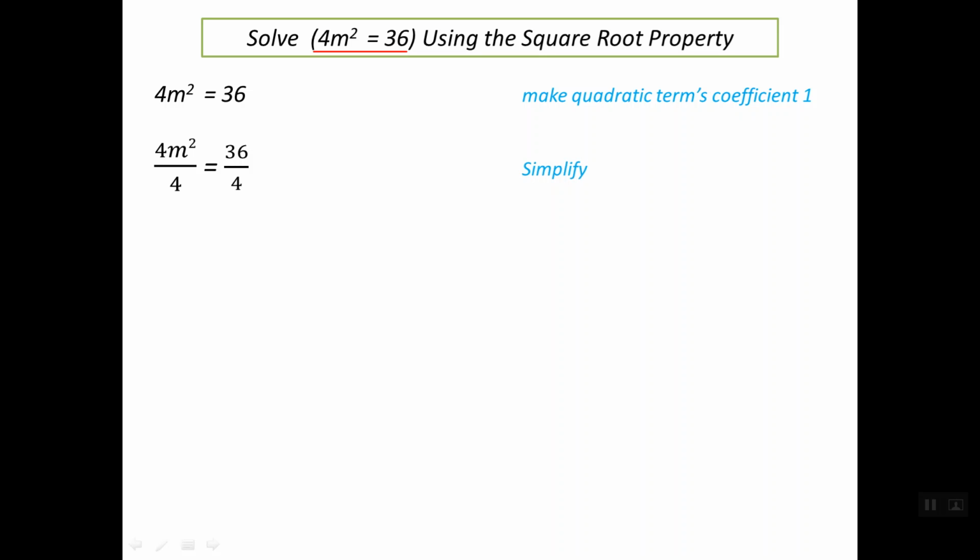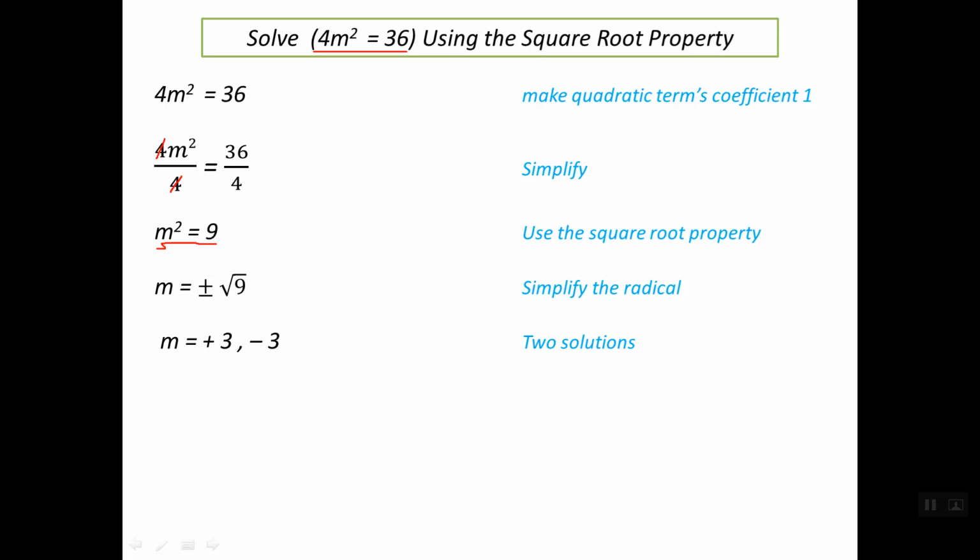So 4m squared divided by 4 is simply equal to 36 divided by 4. Now we can simplify. So 4 cancels with 4, and 36 divided by 4 is equal to 9. So we have this new quadratic equation, m squared equal to 9. So now simply we can use the square root property. So m is equal to plus minus the square root of 9.